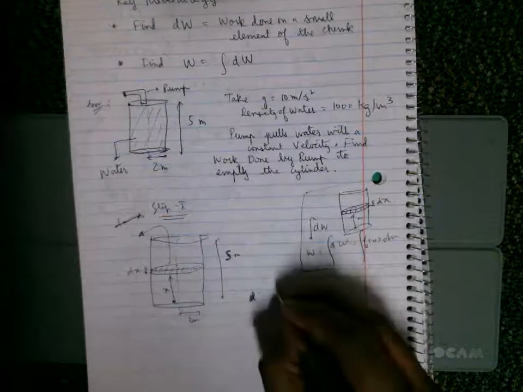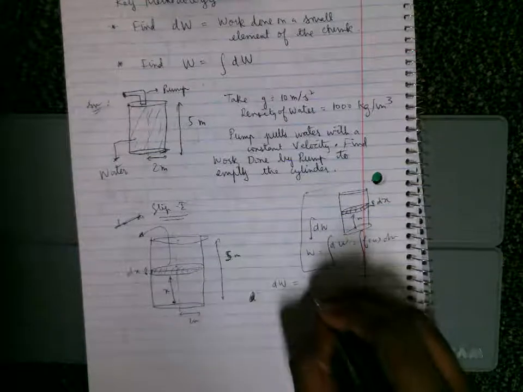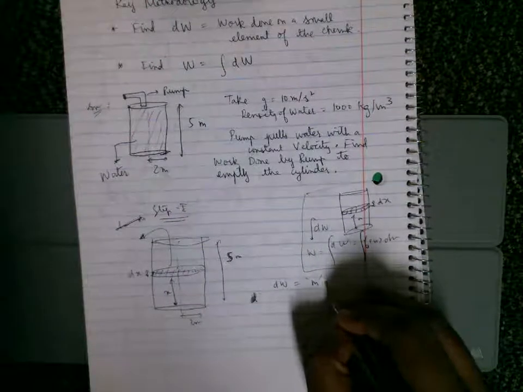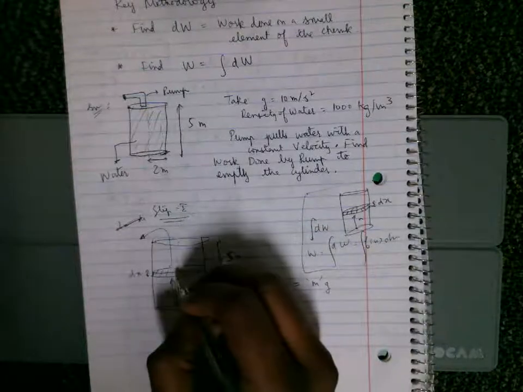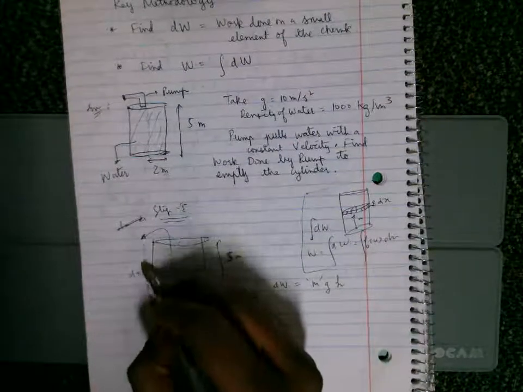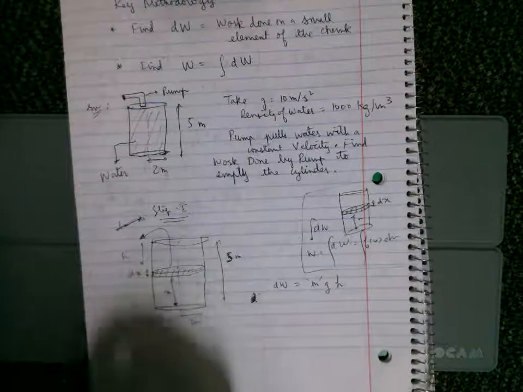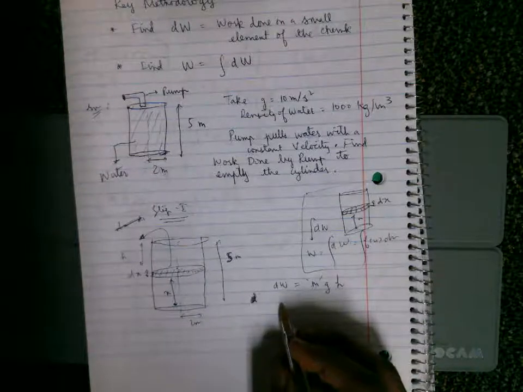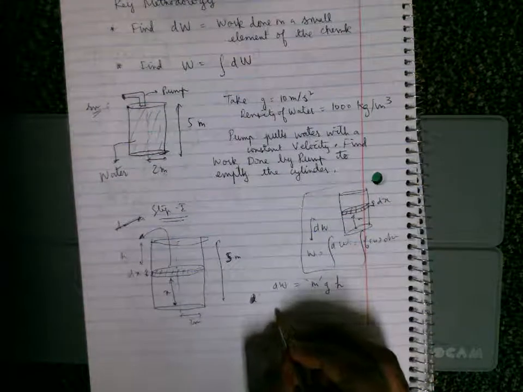So we know that the work done on this small part would be the mass of this small object times gravity, acceleration due to gravity, times the height from which it has to be lifted. I mean the height it has to cover to get out of the cylinder. So this is the height that we are talking about.